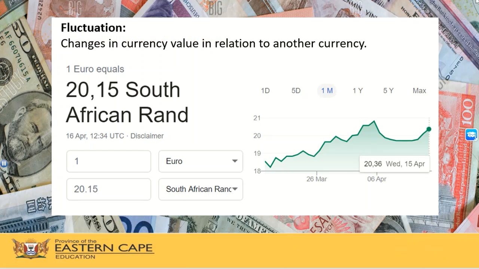If you take a look at the next slide on your screen now, you may remember it from the previous lesson. It indicates fluctuations in the exchange rate between the Rand and the Euro. I want to draw your attention in particular to the right-hand side of your image, where the graph shows that the value of the Rand in relation to the Euro fluctuates. You will see the graph going up and down, and that means fluctuation.